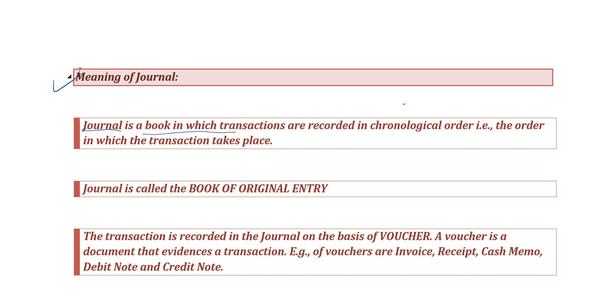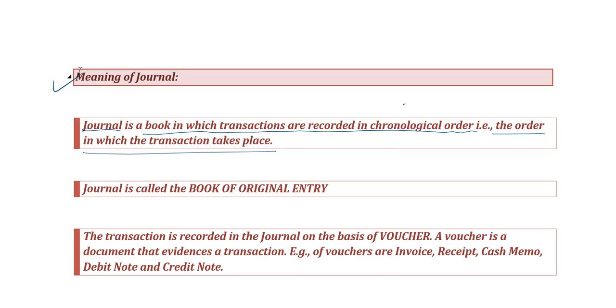Journal is a book in which transactions are recorded in chronological order. What is the meaning of chronological order? That is the order in which the transaction takes place. So we first do the recording of the transaction in the book which is called journal. And while we record transactions, we make sure that we record it in chronological order, that is the order in which the transaction itself takes place.